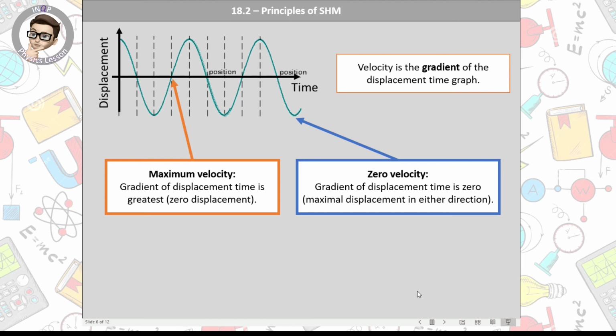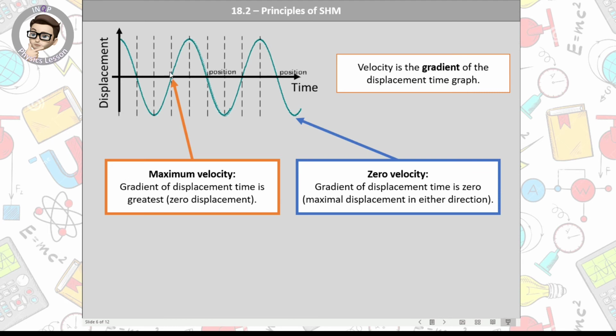Okay, so we're going to talk about some of the theory that goes with this, and these are quite important comments to understand. We know from our statics that we did in year 1 that velocity is the gradient of a displacement time graph. So the change in displacement over the change in time gives us the velocity.